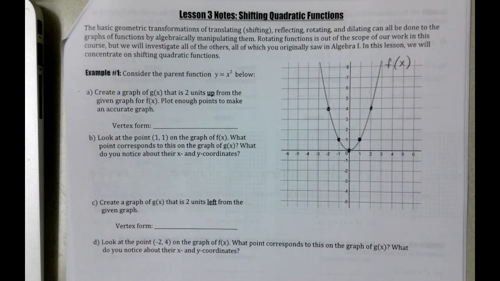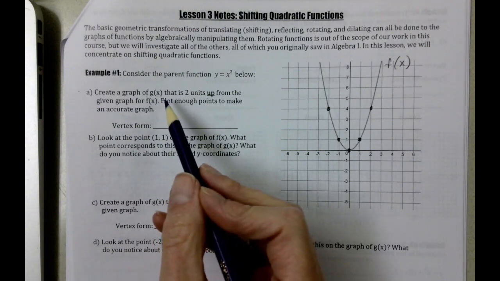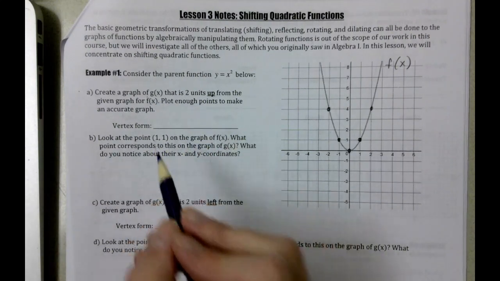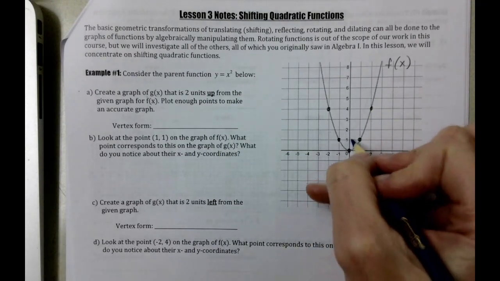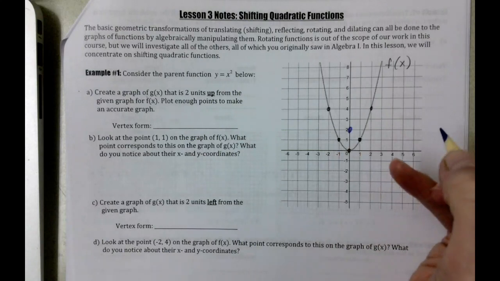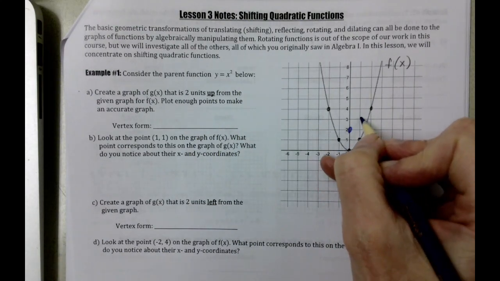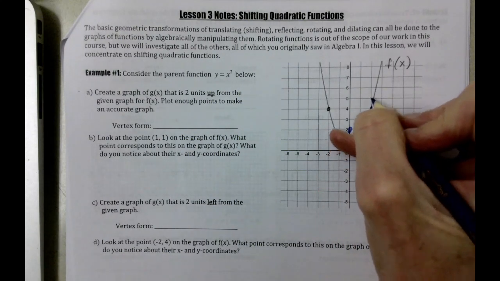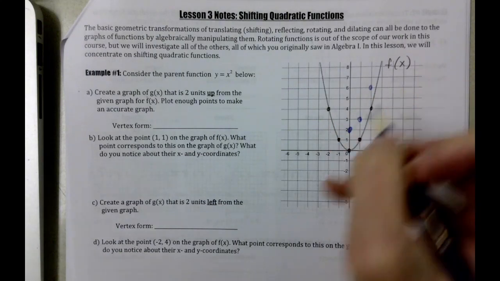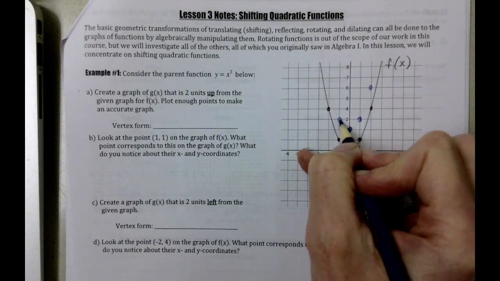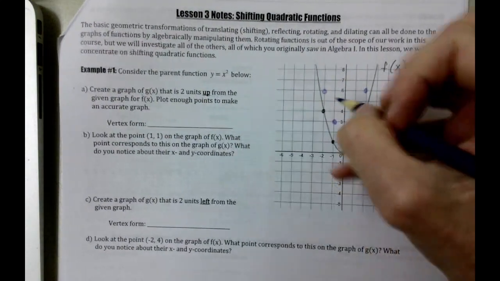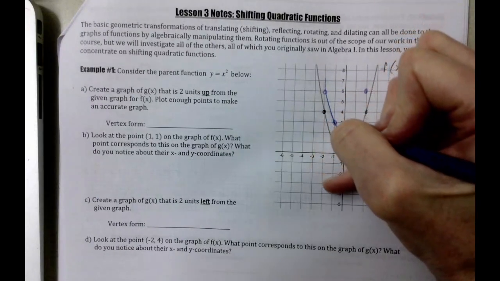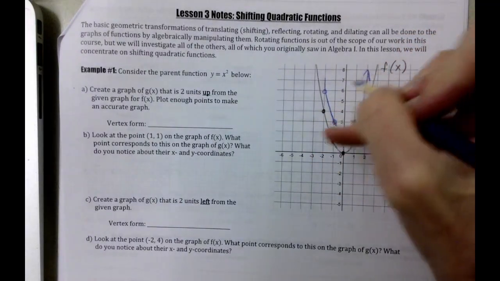But as we take a look at our first problem here, it says create a graph of g of x that is 2 units up from the given graph for f of x. So let's start with the origin, and we're going to go up 2. And from this point, up 2. From this point, up 2. From this point, up 2. And up 2. Just like we did in geometry, we just counted to move it up. And hopefully your picture is better than mine.